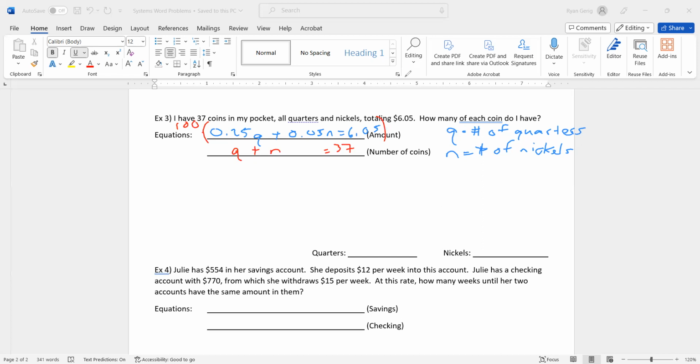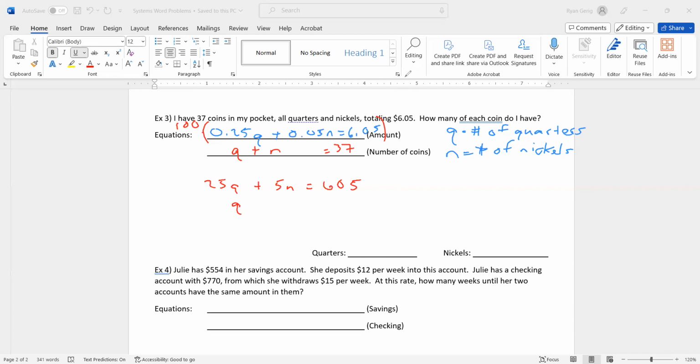That's what I'm doing. 100 times 0.25 is 25Q. 100 times 0.05 is 5N. And 100 times 6.05 is 605. So what happened? In each of those, the decimal moved 2 spots to the right, which canceled the decimal in all of them. Now we had a decimal in the previous problem, example 2. We could have done it there, but we would have made our numbers much bigger. If you have a question about that, put a little star here and I'll talk about it in class.